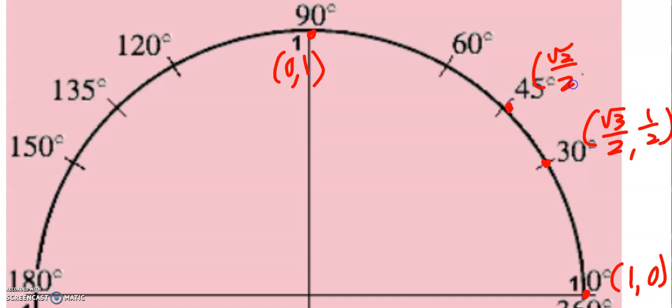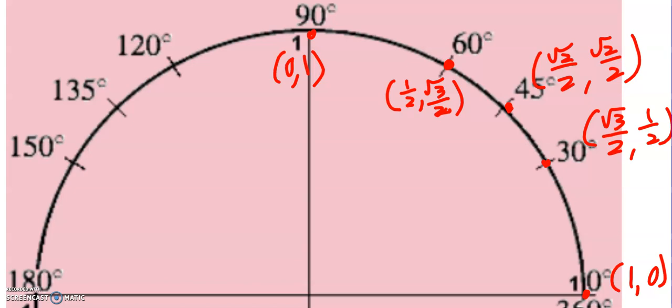Root 2 over 2, root 2 over 2. And this was 1/2, comma root 3 over 2. Now, what I was talking about at the beginning, this is where we have 0 work to do to fill out the rest of the unit circle as long as we know these coordinates. Because all I have to do is change positives and negatives.